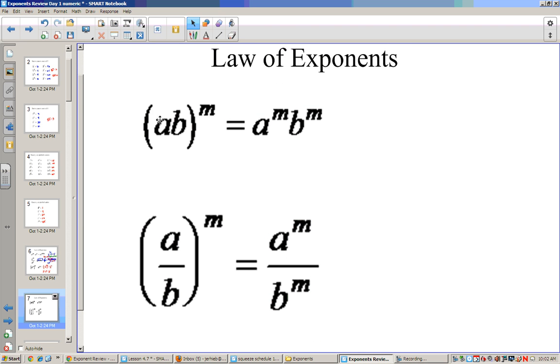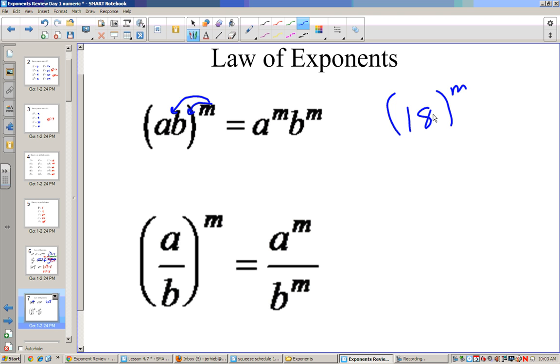It's like this is kind of like the distributive property for exponents. We don't call it a distributive property because there's no addition sign inside here. But that m goes to each of the things that are inside the parentheses. This might be dumb to say, but I should say it anyway.